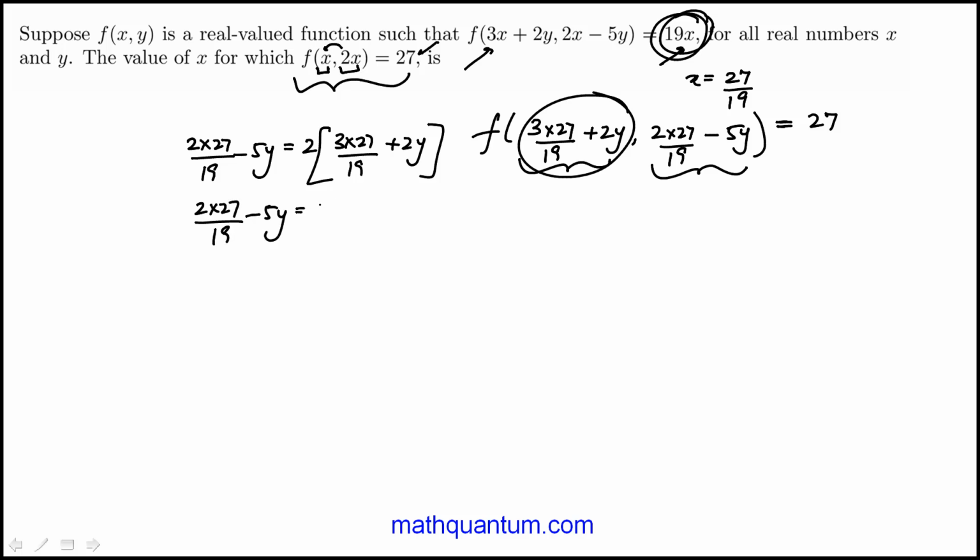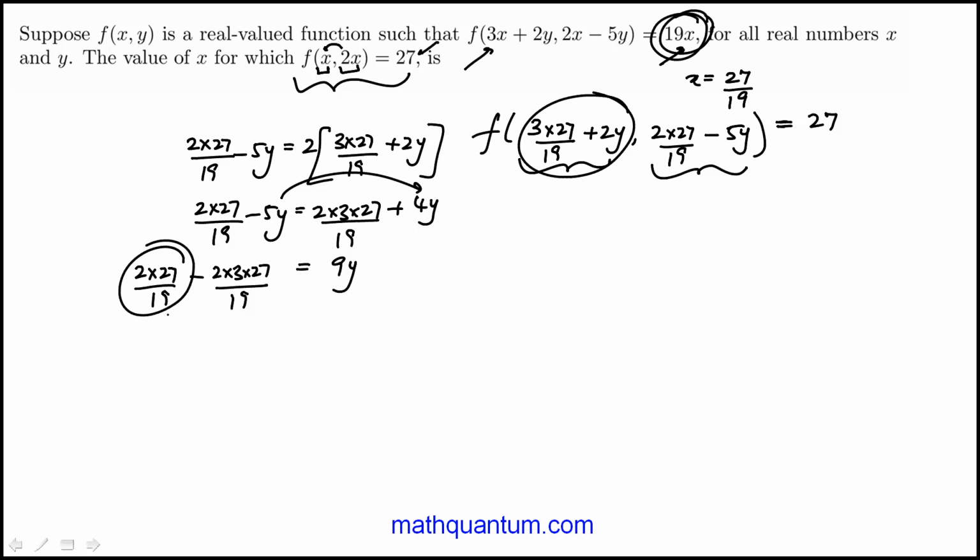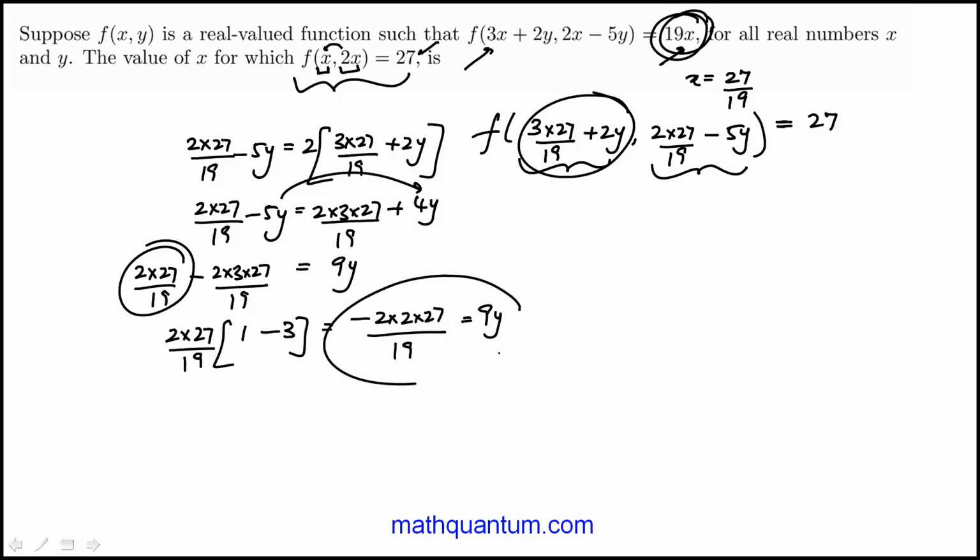So that becomes 2 times 3 times 27 over 19 plus 4y. I'll move that here so it will become 9y. And on this side would be minus 2 times 3 times 27 over 19. You'll see I can factor that out. I'm just doing that to reduce my computation work. So 1 minus 3, so this becomes minus 2 times 27 over 19 is equal to 9y. Divide by 9, so y becomes, I can do the multiplication now, minus 12 over 19.